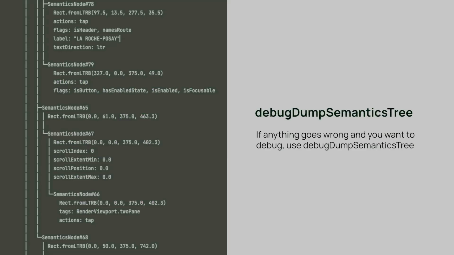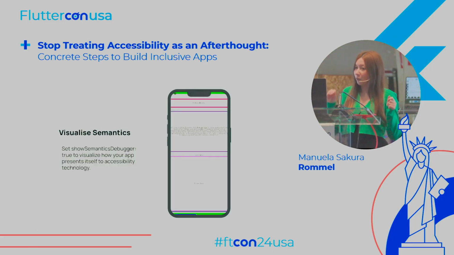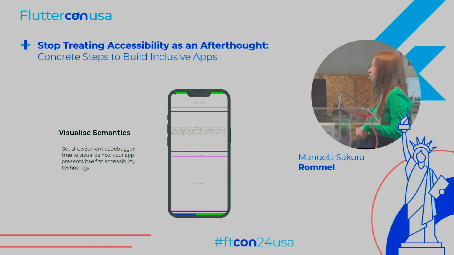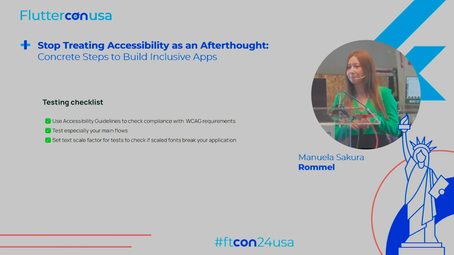If anything breaks during tests, you can use debug dump semantics tree just to see the whole semantics tree, so you see each semantics node, and then you can check if you forgot to specify something or if some semantics node is gone, so you always know what your screen reader sees. You can also visualize semantics with show semantics debugger on material app. You can set it to true, and then you have this nice view to see all the semantics nodes with information.